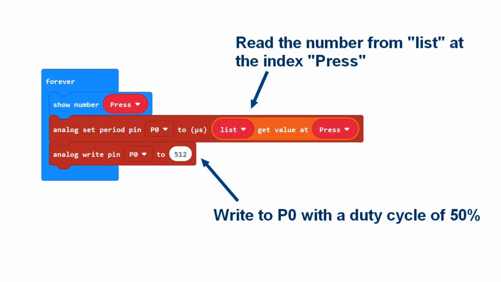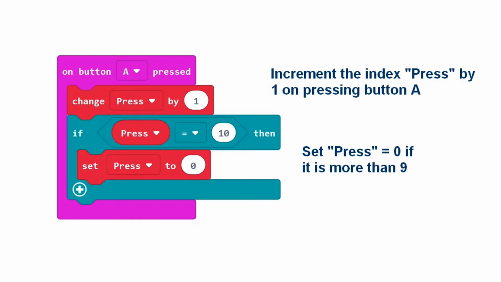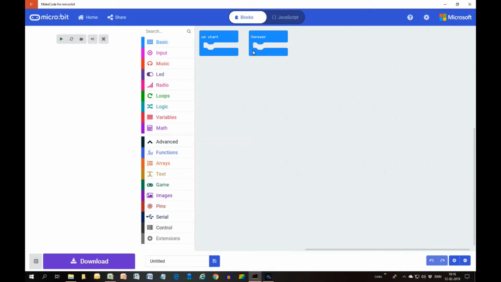The period must be read from our array. The actual number must be found from the value that the variable press has. That is the variable that we influence when we press button A. From this piece of program you can see how it works. I will now show how to make the program.